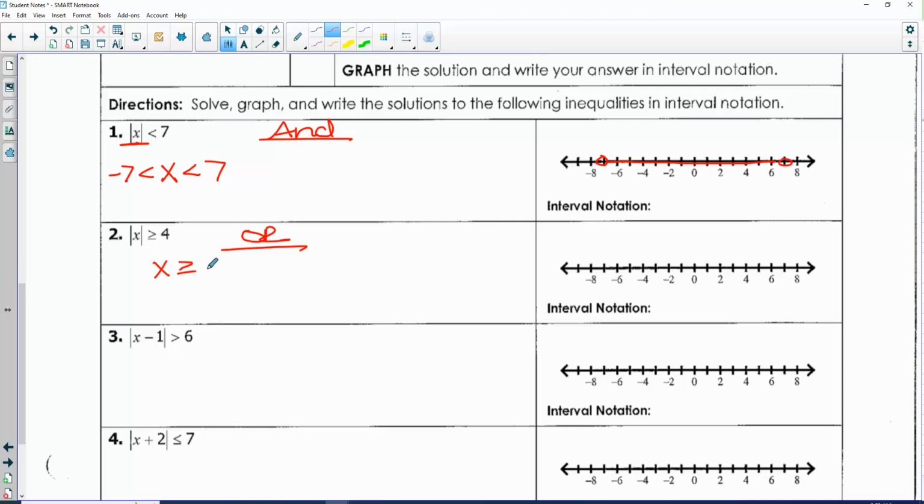The first one, all we're doing is dropping the absolute value. The second one, we flip the sign and make it a negative. If you are more than 4 from 0, you can either be bigger than 4 or smaller than negative 4. So when you write the second one, it flips the inequality and makes it a negative. So and, we make one big one; or, two separate ones.